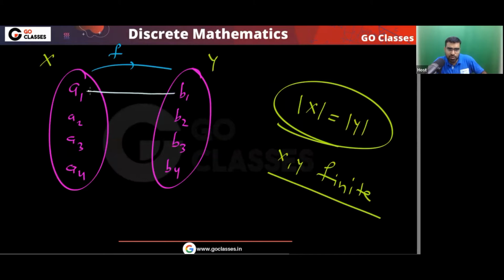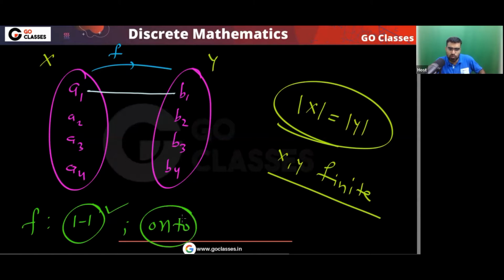So a1 is mapping to b1. Can a2 map to b1? Is it possible? No, because I want to create f which is 1-1, but not onto. 1-1 means different elements should have different images. So I cannot do this.